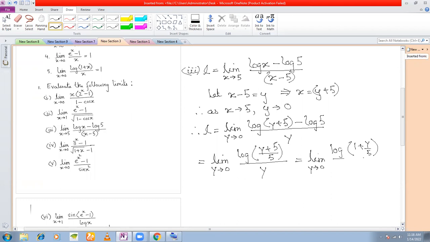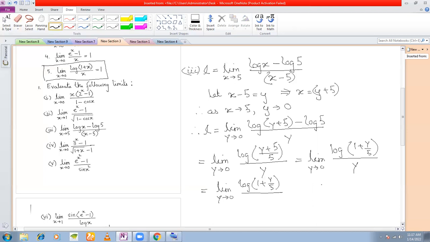Why did I write this as 1 plus y by 5? Because if you see the standard limit here, look at number 5, log 1 plus x by x is here, right? So that is why I have written this in the form 1 plus y by 5. This is limit y tends to 0. Now you have log 1 plus y by 5. Now can you see what is missing in the denominator? Log 1 plus x by x. X here is y by 5, isn't it? And it should not be 5 here. It should simply be y.